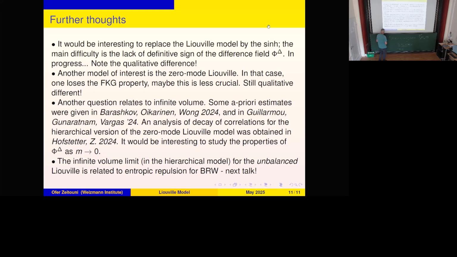And finally, in the hierarchical model, if you take the Liouville as we took here, not the zero-mode Liouville, but the true Liouville, then the infinite volume limit, or what happens when you take big boxes, is closely related to a question of entropic repulsion for branching random walk, and this we will hear today. I think we will hear in the talk of Ofer. Okay, so that's the second talk, but I'm not going to. Thank you.